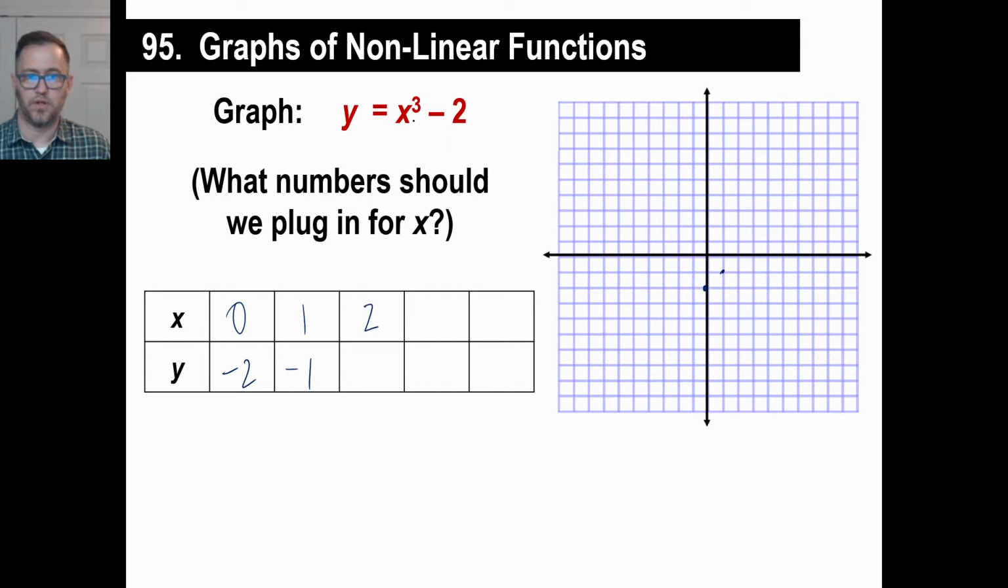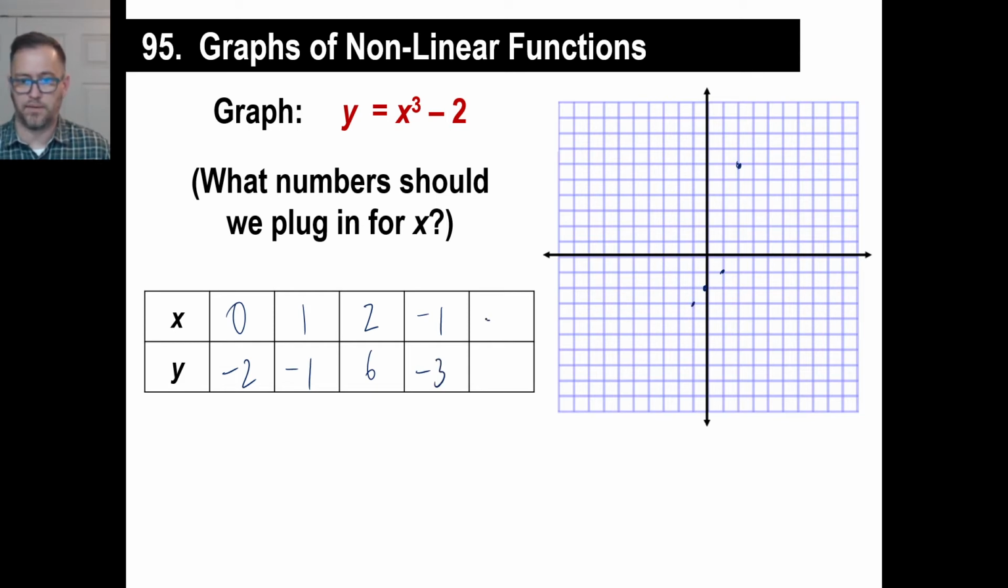Okay, 2 cubed is 8. Minus 2 is 6. So 2 over, and up 1, 2, 3, 4, 5, 6. And we can see what's happening here. Let's try -1. So -1 times -1 times -1 is -1. Minus 2 is -3. And there you go.